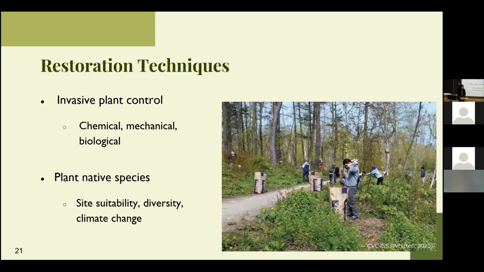Okay, so now how to restore these areas. It's obvious that invasive plant control is going to be required. The 3 main ways that this is done are chemical control, which usually involves herbicides, mechanical control, which involves things like hand pulling, and biological control, which involves things like bioherbicides. After invasive plants have been removed, it's often necessary to plant native species. Some of the things to consider are site suitability, diversity, and climate change.